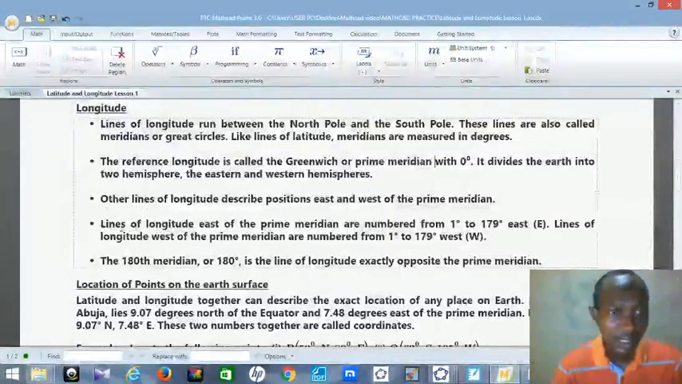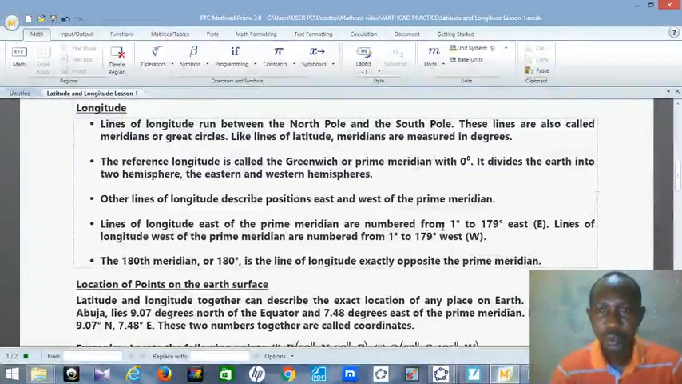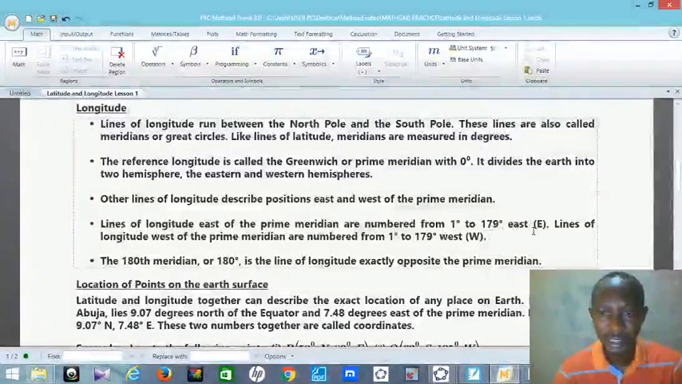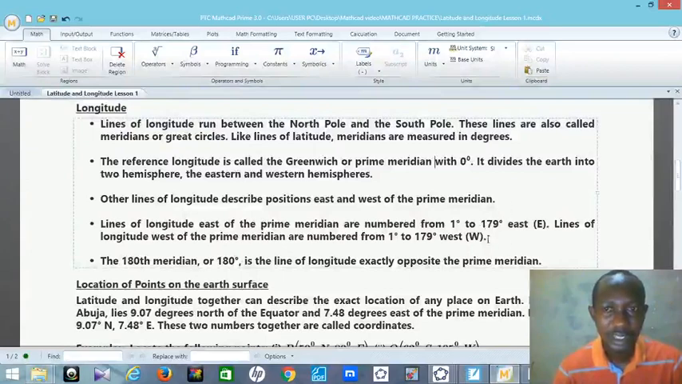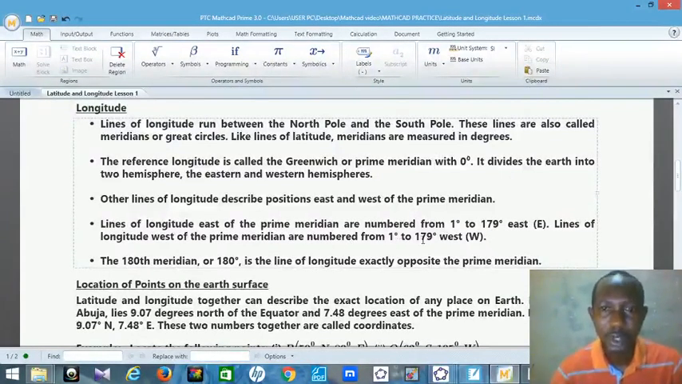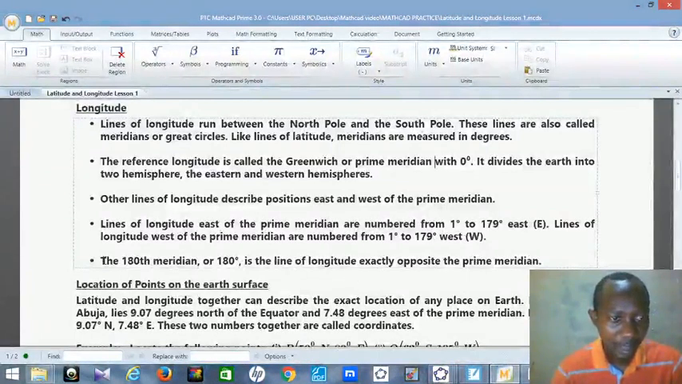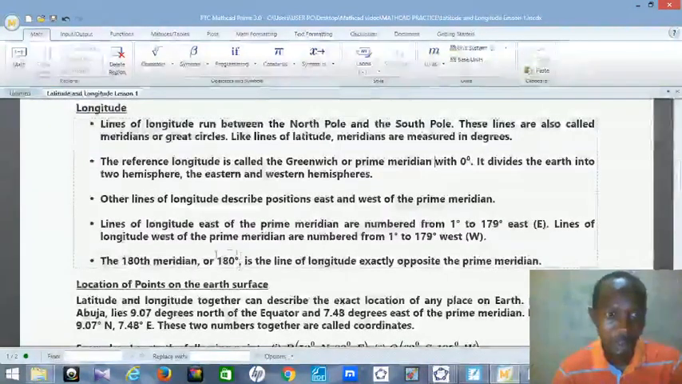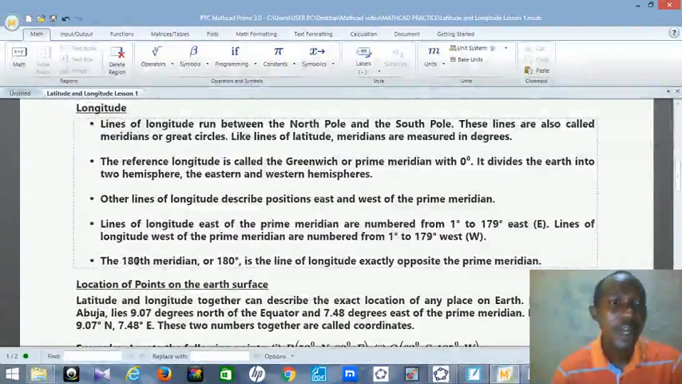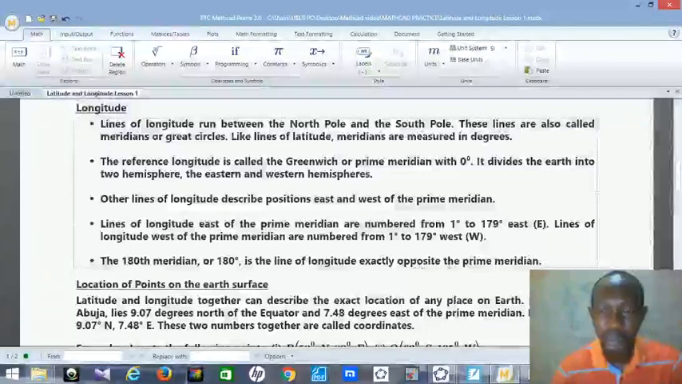Then this point is very important. Lines of longitude east of the prime meridian are numbered from 1 degree to 179 degrees east. Remember, for latitude we say 90 degrees is the highest, but you can see this one is going to 179 degrees east, while the one towards west of the prime meridian is numbered from 1 to 179 degrees west. Before I show you the animation, let me tell you what the 180 means. The 180th meridian, or the 180 degree, is the line of longitude exactly opposite the prime meridian.